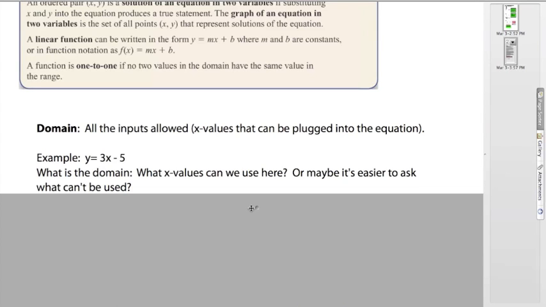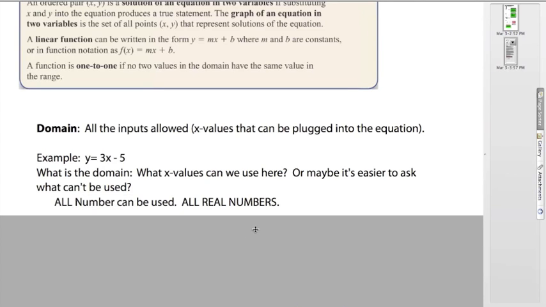And if you look at this one, you're thinking, well, I can't think of anything that doesn't work. I could plug in -1, I could plug in 1/2, I could plug in 0, I can plug in +1, I can plug in 1,000, 1,000,000, -1,000,000. There seems to be no limit to what I can plug in. Well, that's good, because there is no limit. In this case, when every number can be used, we always say it's all real numbers.